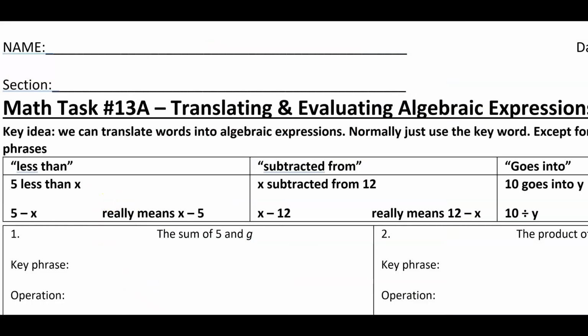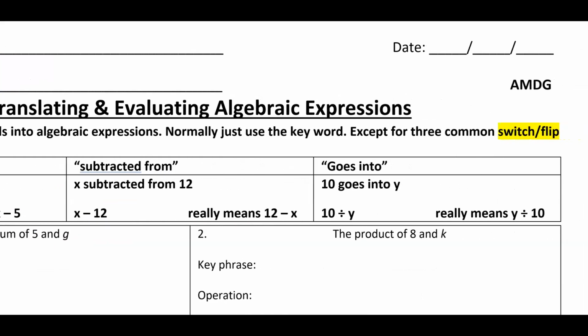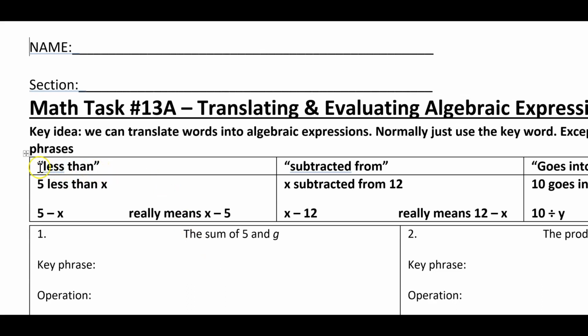Now, there are a couple of what we call switch or flip phrases. Less than is one of them. So if I write 5 less than x, it is not 5 minus x, even though less than means subtraction. It really means x minus 5. Let's think about that. 5 less than 12, right? That would mean if I took 12 and I took 5 less than that, that would be 12 minus 5. So whenever you see less than, don't write it as you see it. You're going to want to flip those two terms and write it as x minus 5. So this is the correct way.